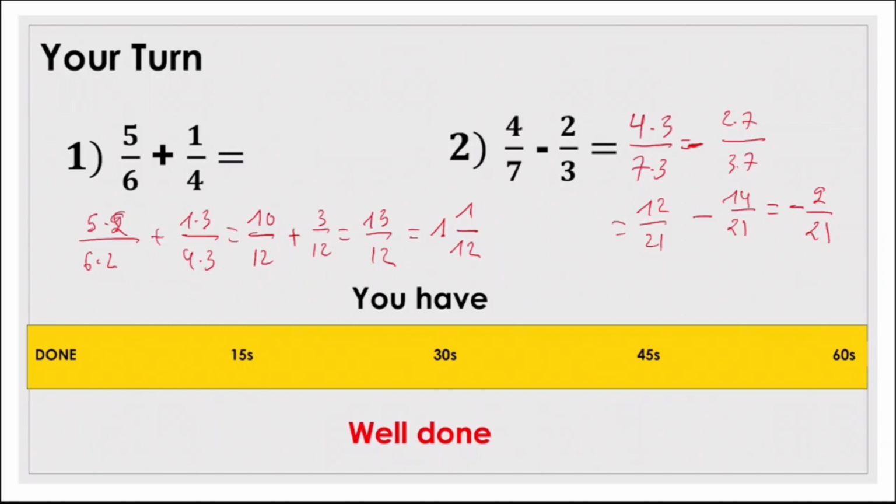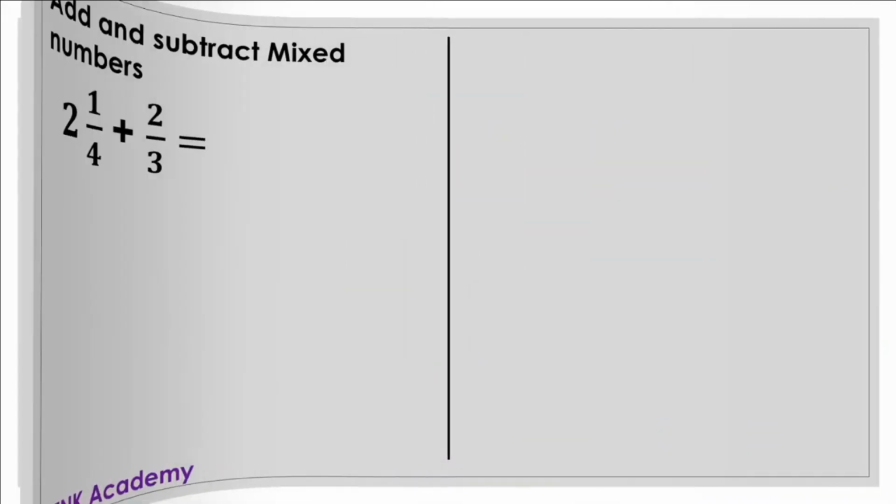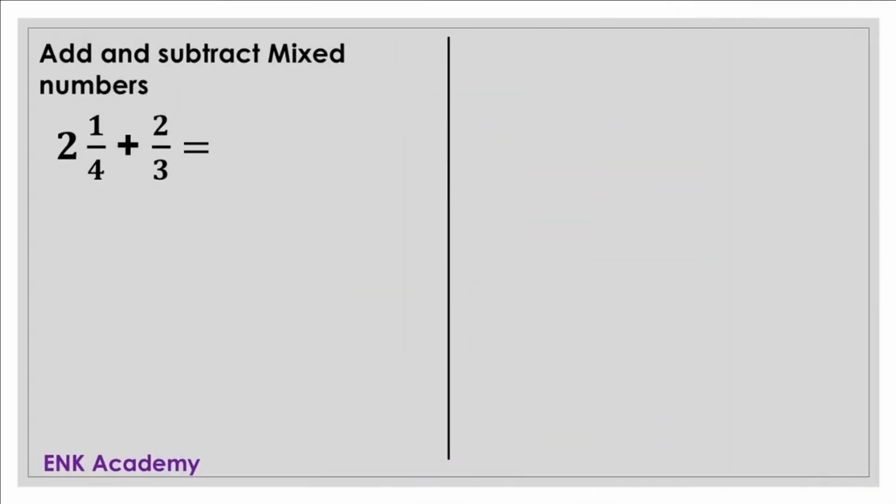Thank you very much for trying this. So how to add and subtract mixed numbers. If you want to add two fractions and one or both are expressed as mixed numbers, what you do is convert them first into improper fractions.